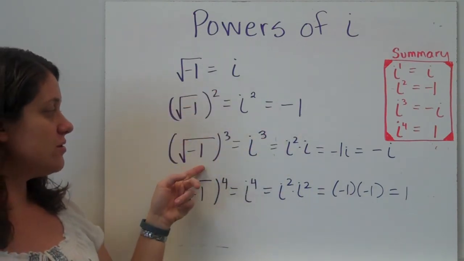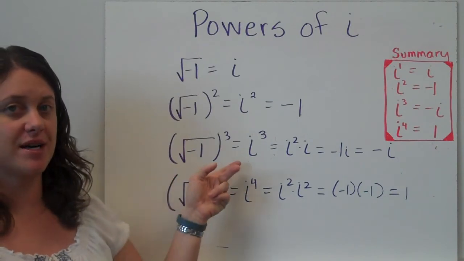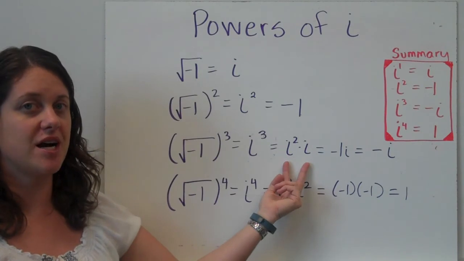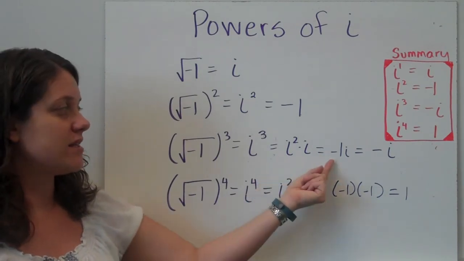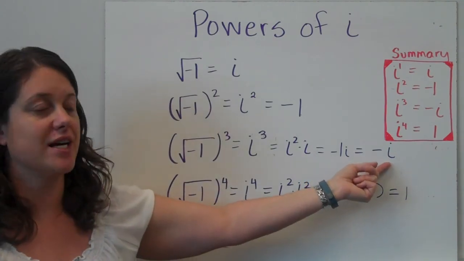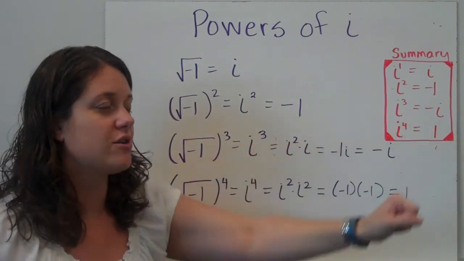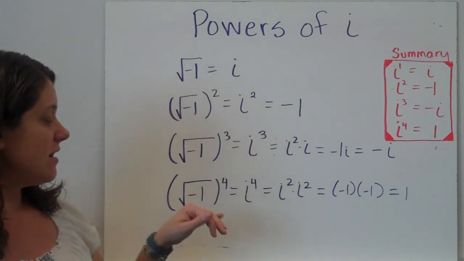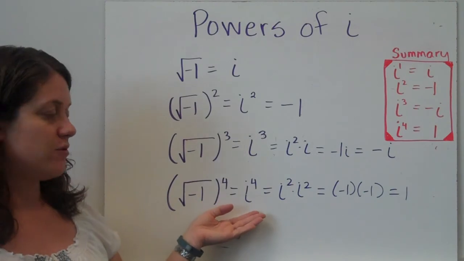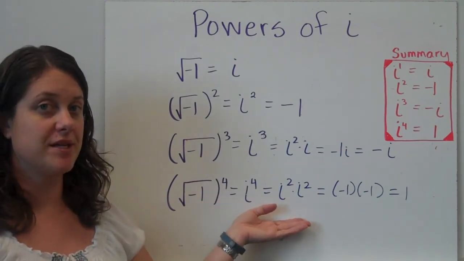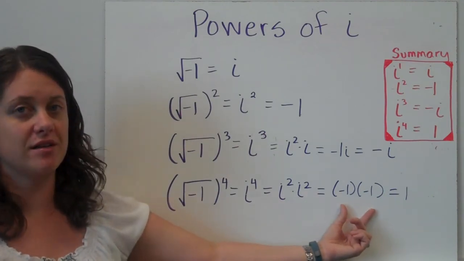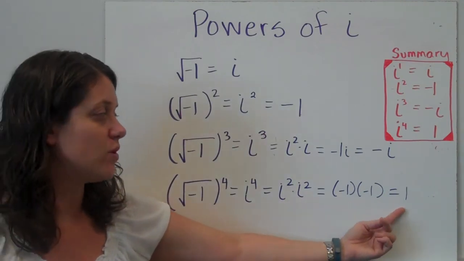Okay, then if you go to the square root of negative 1 to the third, that's the same as i to the third. So we could split that up into i squared times i, and we just said that i squared is negative 1. So negative 1 times i is actually negative i. So you can see here, i to the third is always negative i. And lastly, the square root of negative 1 to the fourth would be i to the fourth. If you split that up, it's i squared times i squared. And we said that i squared is always negative 1, so negative 1 times negative 1 is 1.